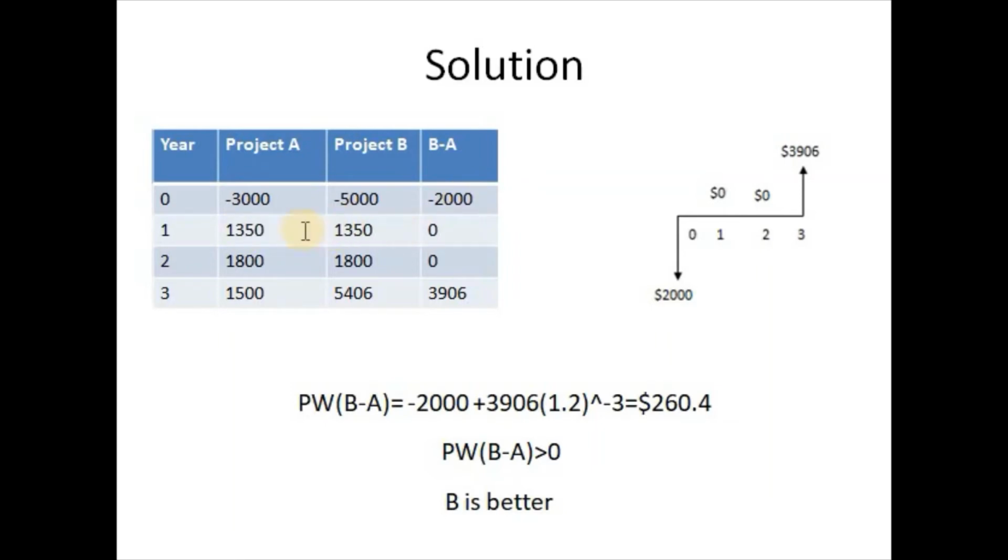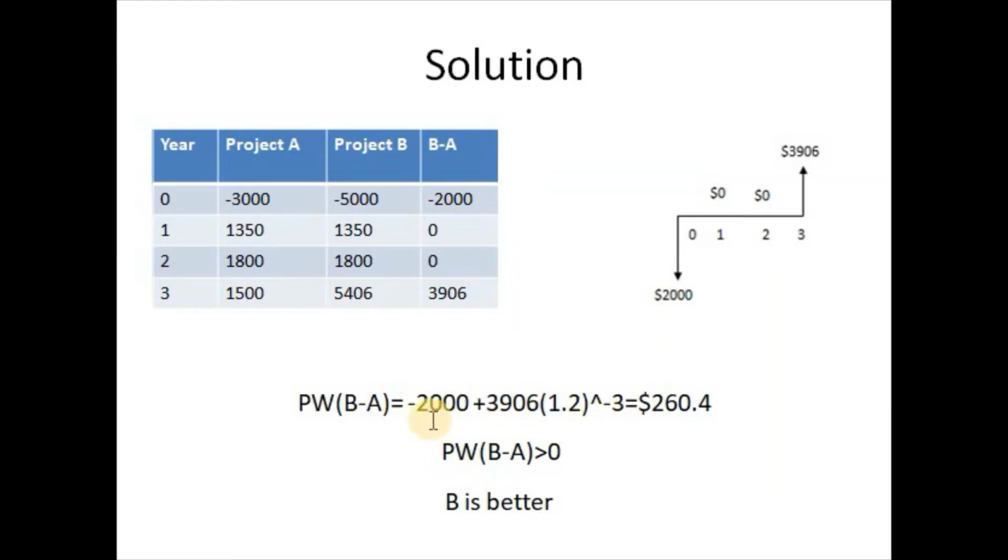Here the values are the same, so this one minus this one equals 0. This one minus this one 0 as well. Here at year 3, I have 5,406 minus 1,500, so this is the value. Now this is the new cash flow related to the incremental analysis of B minus A. As we said, we're going to treat it as a new cash flow diagram. I'm going to get the present worth of this new cash flow diagram. We have minus 2,000 plus $3,906, which is a future value occurring after 3 years.